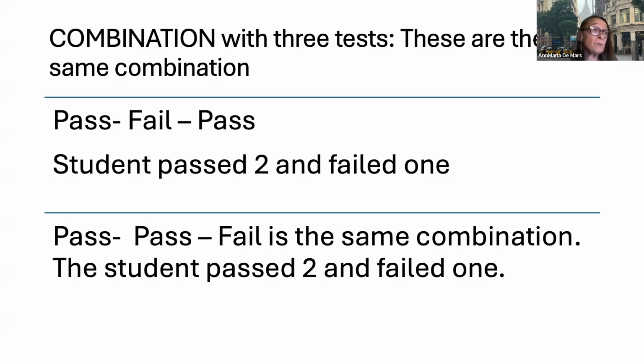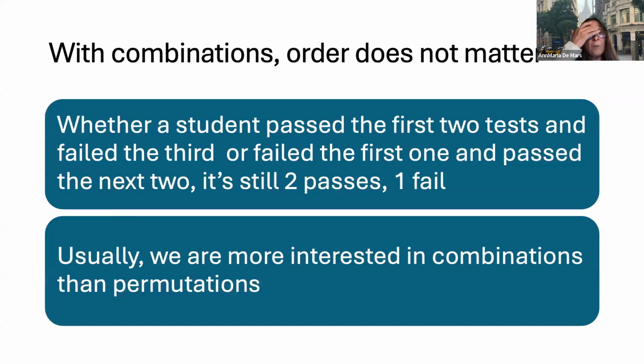Now, combination with 3 tests: if you have pass, fail, pass, the student passed 2 and failed 1. If you have pass, pass, fail, that's considered the same combination. The student passed 2 and failed 1. With combinations, order doesn't matter. Whether they passed the first 2 tests and failed the 3rd one, or failed the first one and passed the next 2, whatever, it's still 2 passes and 1 fail. And usually, as you will see in many examples that come up, we're more interested in combinations than permutations. So now you know the difference between the 2, but we're pretty much going to focus on combinations from here on out.